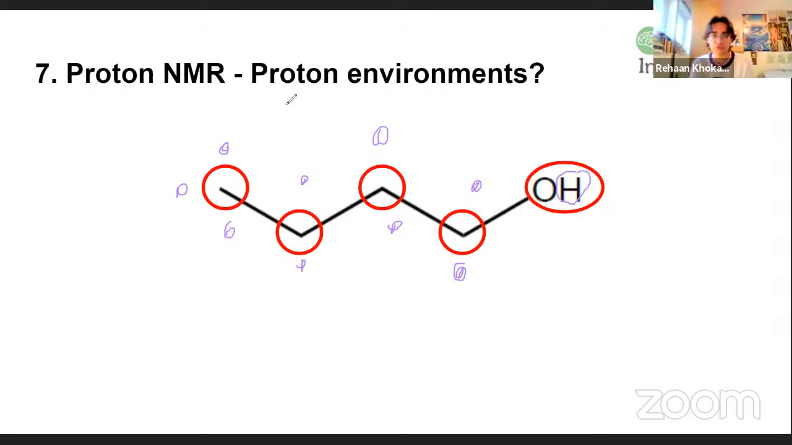So with proton environments, you've got to look at each carbon. I think of them as like little houses, if you like. So compare one house with the other house.